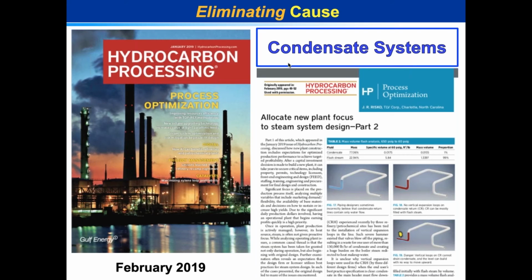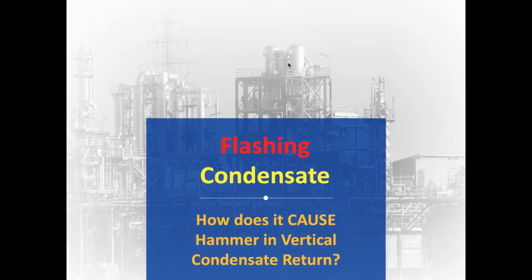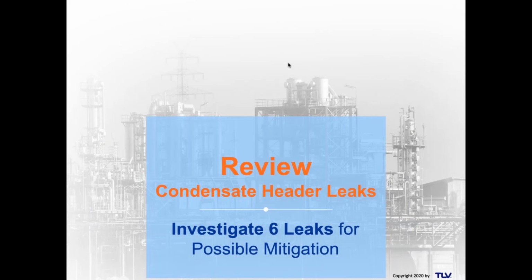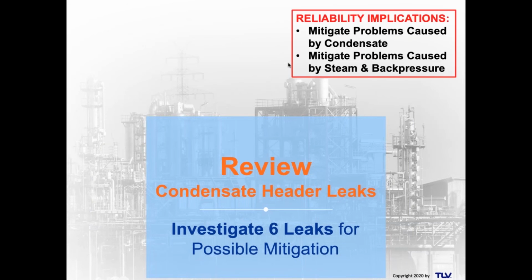Condensate system. So hydrocarbon processing last year, this is part 2. Part 1 is really a parallel to what I did on the water hammer side last week. Part 2 is relative to this one. You could read that if you wanted to. We're going to talk about flashing condensate, especially in vertical condensate returns. This is a refinery somewhere in the Gulf Coast, somewhere between, let's say, Florida, Mississippi, and Texas.